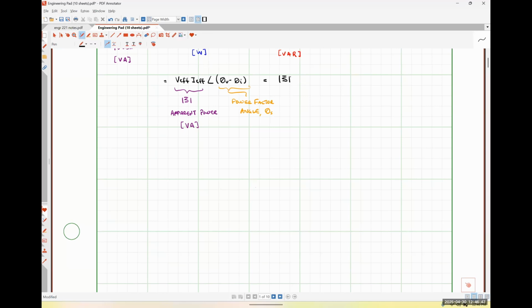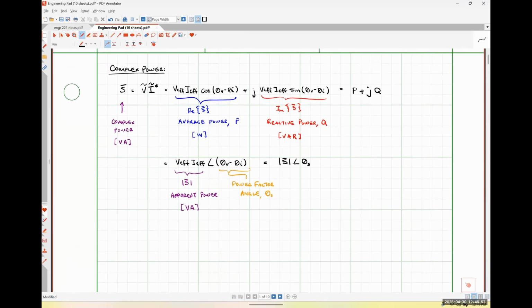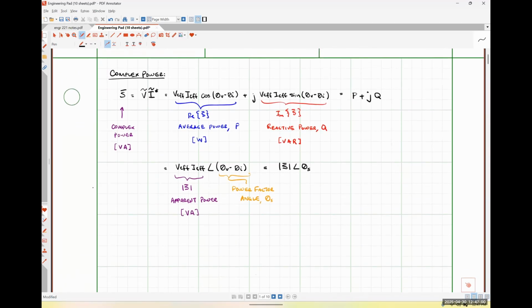would typically be written as the magnitude of our complex power, which is apparent power, with an angle of theta S. Now, I harp on this a lot in my engineering 221 class, but I understand that not all of you took me for 221. So I'm not exactly sure how Dr. Amir handles it or Miss Ward handles it. So I'm going to talk about this a little bit.